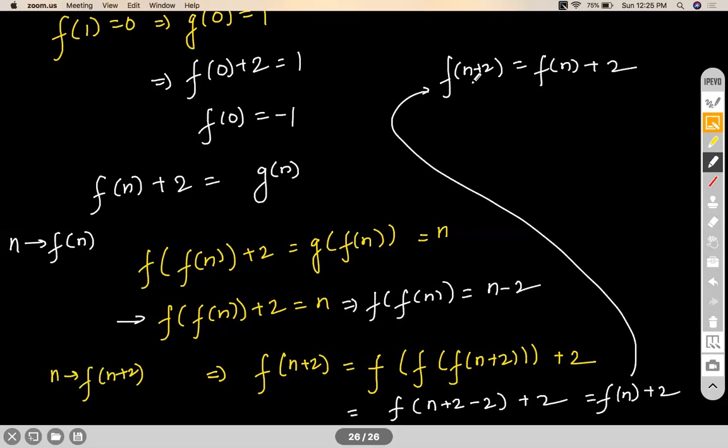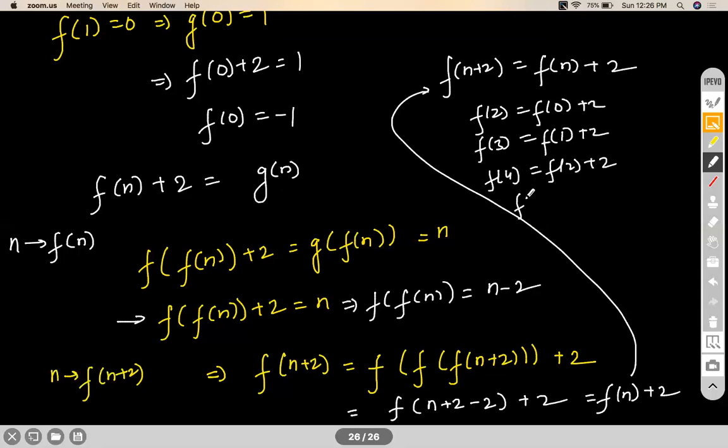Okay. Now start putting some values. Let's say I start with 0. F of 2 is f of 0 plus 2. F of 3 is f of 1 plus 2. F of 4 is equal to f of 2 plus 2. F of 5 is equal to f of 3 plus 2 and so on. If I go on all the way till f of n, it becomes f of n minus 2 plus 2.